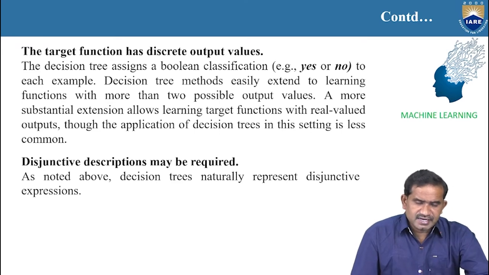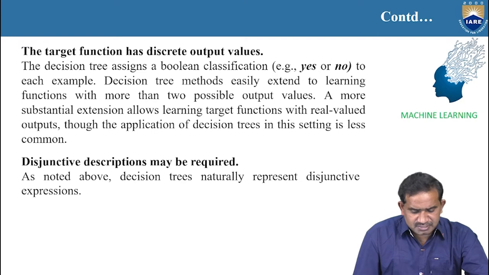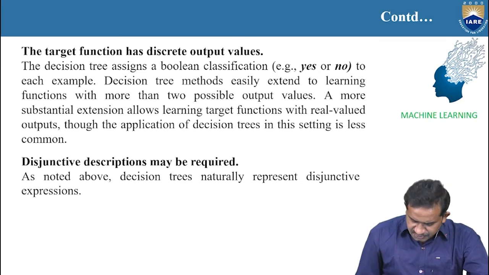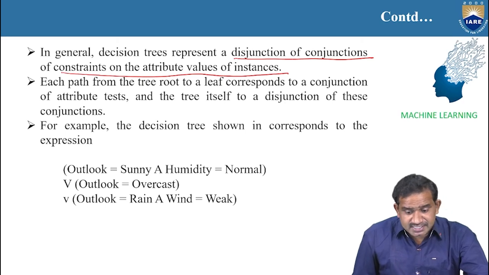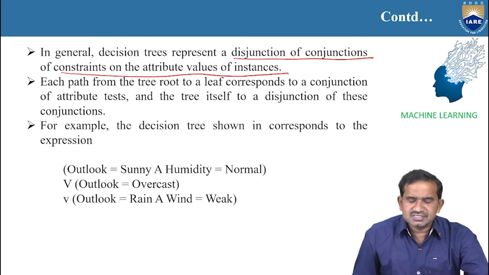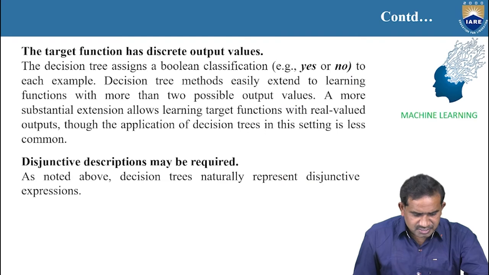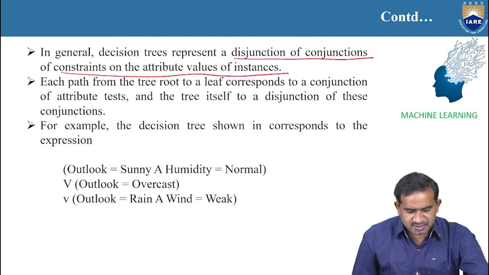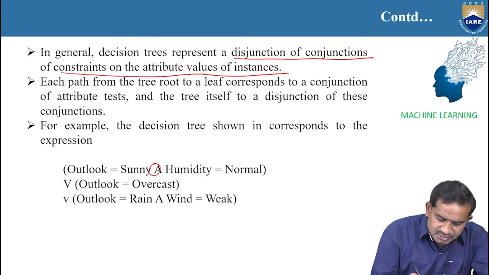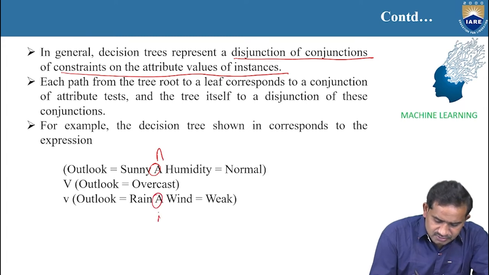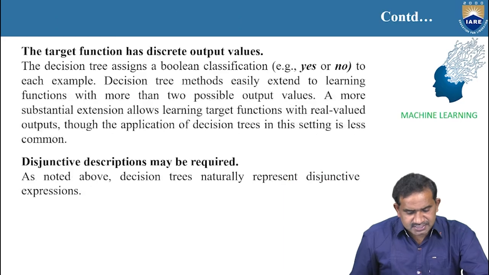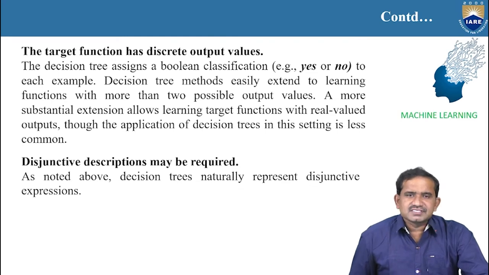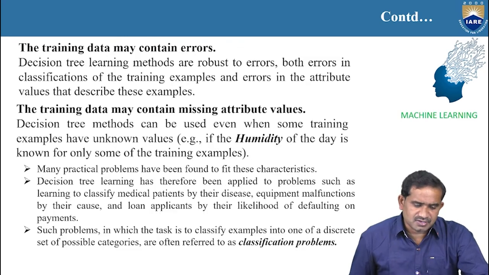Next characteristic about decision tree representation: disjunctive descriptions may be required. Whereas coming to the previous one about representation, it is a disjunction of conjunctions of constraints on the attribute values of the instance. These are the representations. Means, that is the meaning of it. As noted above, decision trees naturally represent disjunctive expressions. Here, this symbol is AND. So, as noted above, decision trees naturally represent disjunctive expressions. We can observe this in the previous example also.